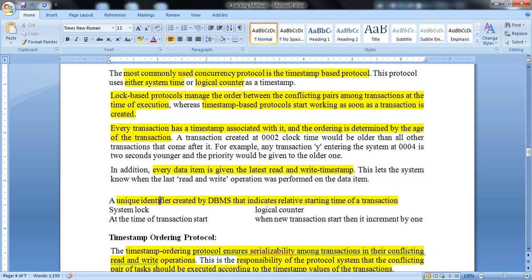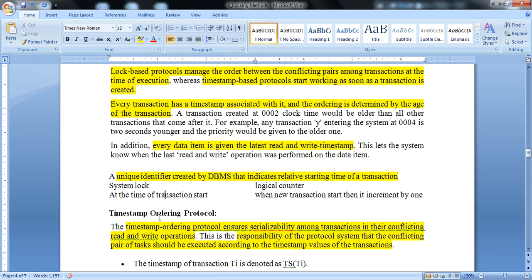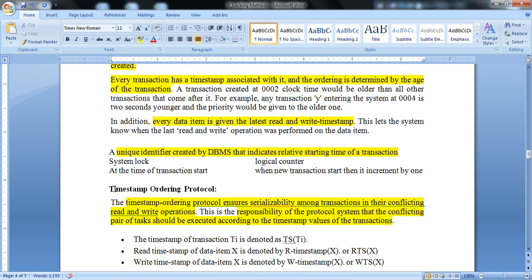Now the timestamp is a unique identifier created by the DBMS that indicates the relative starting time of the transaction. The type of timestamp is either the system clock or the logical counter. The system clock is the time at which a transaction starts, and for the logical counter, when a new transaction starts, it is incremented by 1. That is simply the process. Now we will start with the timestamp ordering protocol.